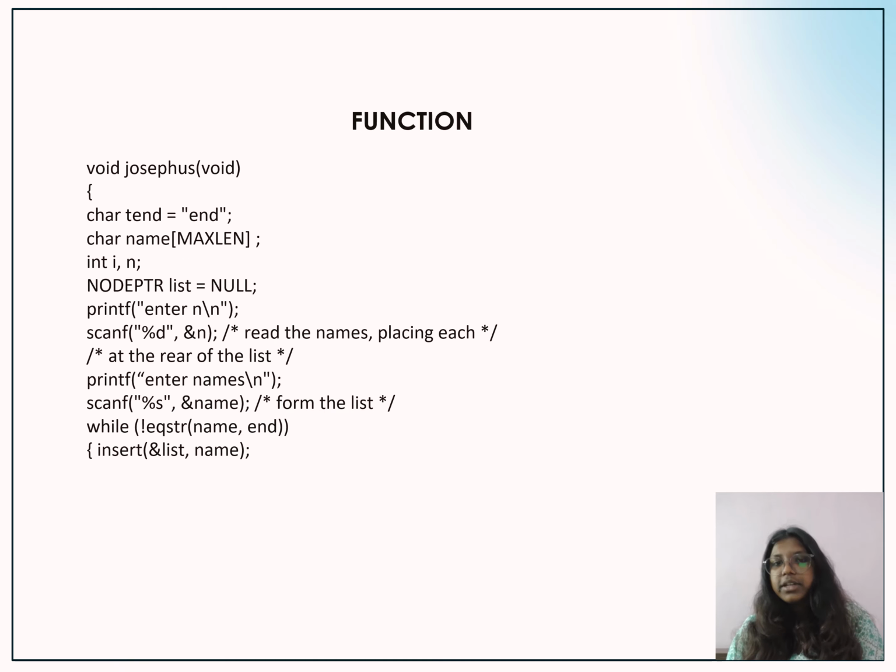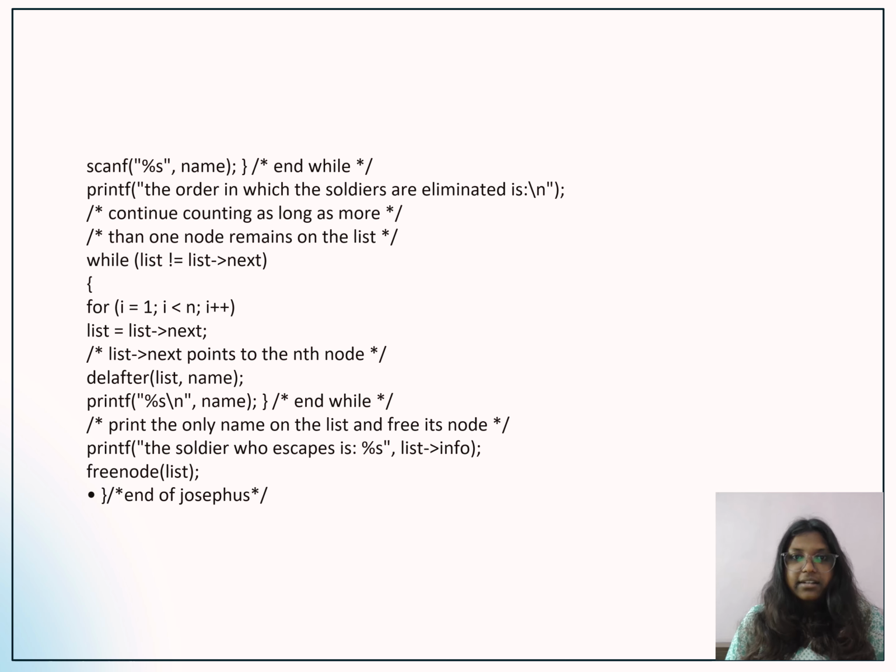Now here is the actual code, the C code. So we start by taking the inputs, the number of people and their names. Then we create a circular linked list where each node represents a person and points to the next person. Then we loop around this list, counting each person until we reach the kth one.